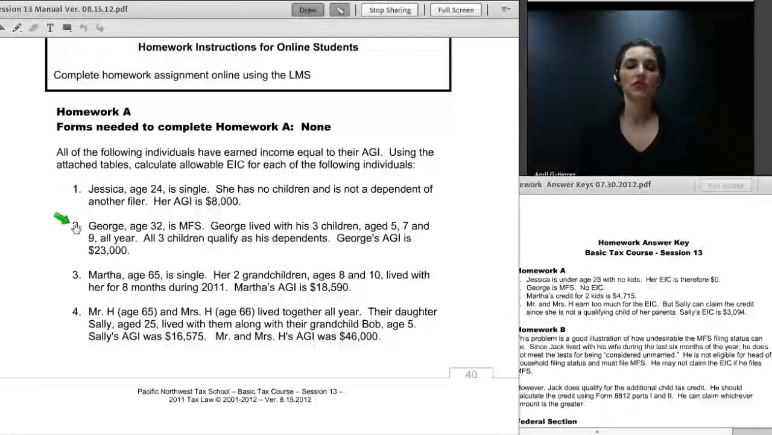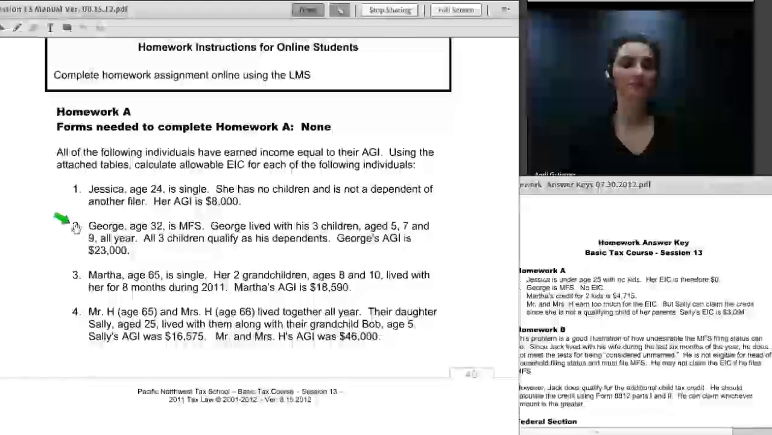Question number 2, George, age 32, is married filing separate. George lived with his 3 children, ages 5, 7, and 9 all year, and they all qualify as his dependents. His AGI is $20,000. How much is his EIC? It is also 0. You cannot claim the earned income credit when your filing status is married filing separate.